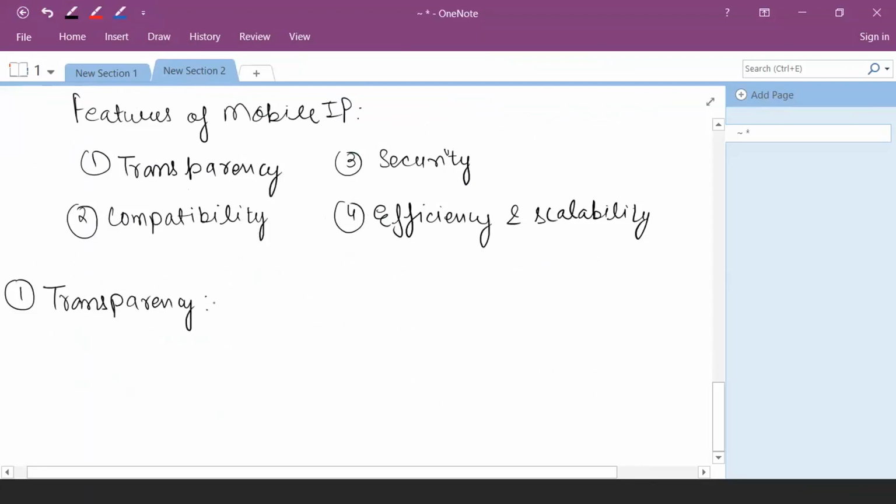Transparency means abstraction. So mobile IP provides us a high level of abstraction. Abstraction is a technique, or you can say a feature, such that we cannot visualize the complexity of a particular thing, and we just assume that everything is very simple, and it provides us seamless connectivity. So it is called the abstraction level.